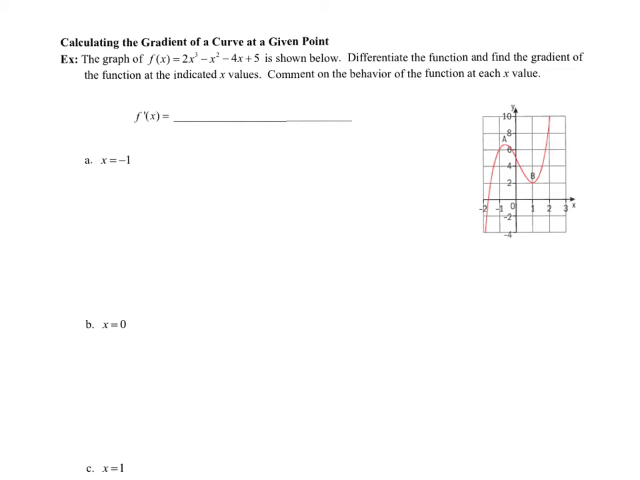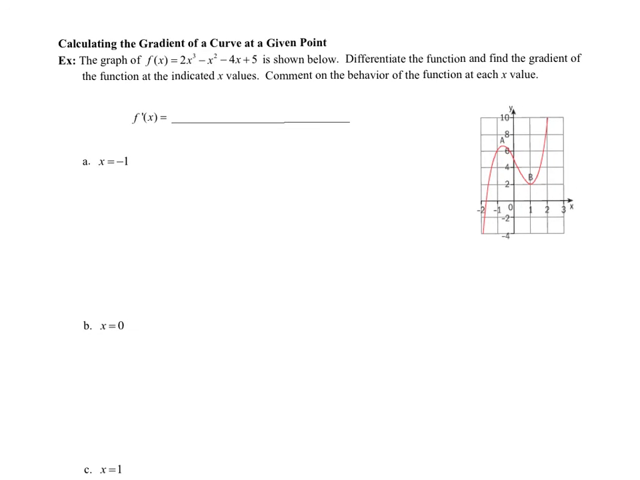Okay, so now that you've practiced the mechanics of finding a derivative, let's look at an application. So let's talk about calculating the gradient of a curve at a given point and what that means. In this example, the graph of f of x equals 2x to the third minus x squared minus 4x plus 5 is shown below. So here's the graph of our function.